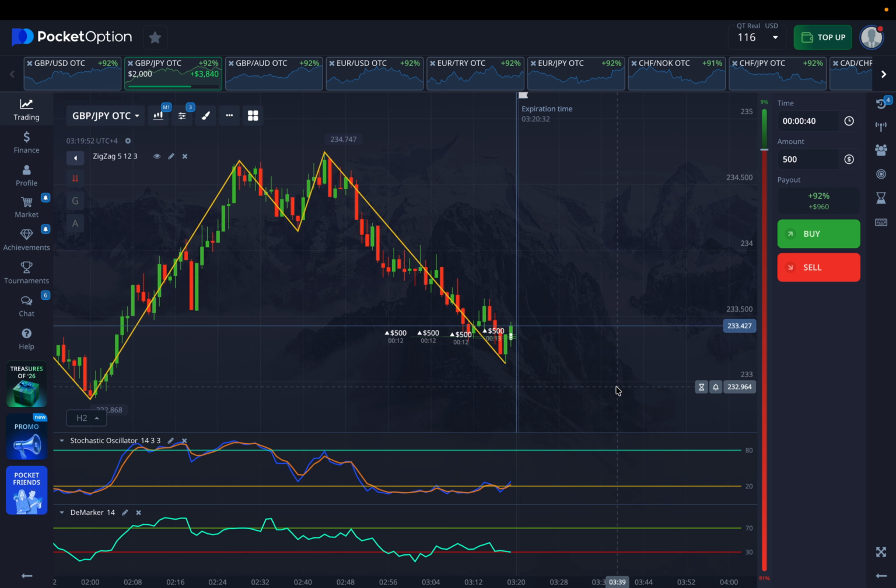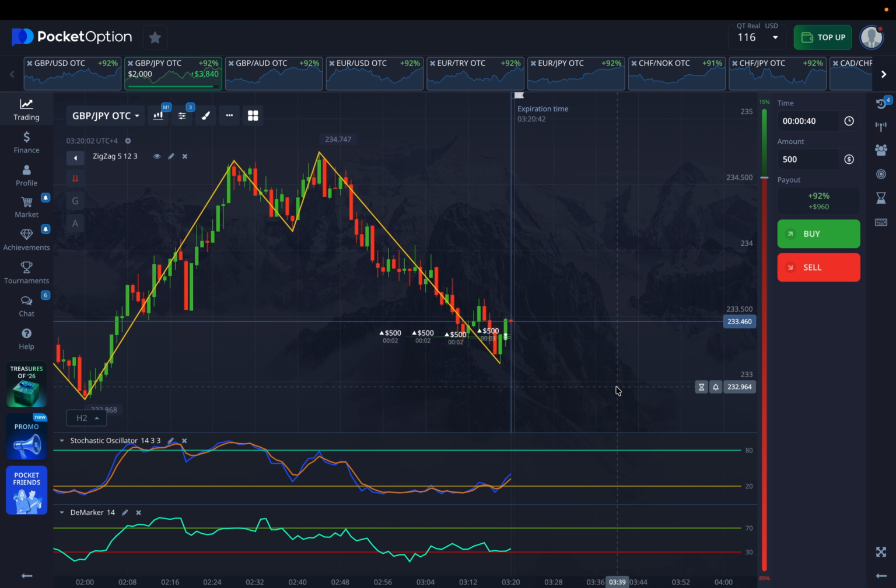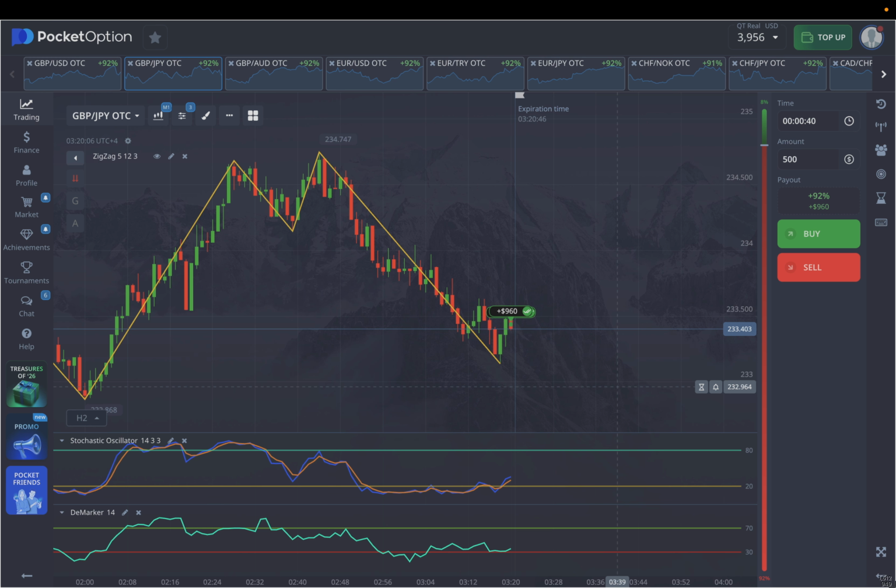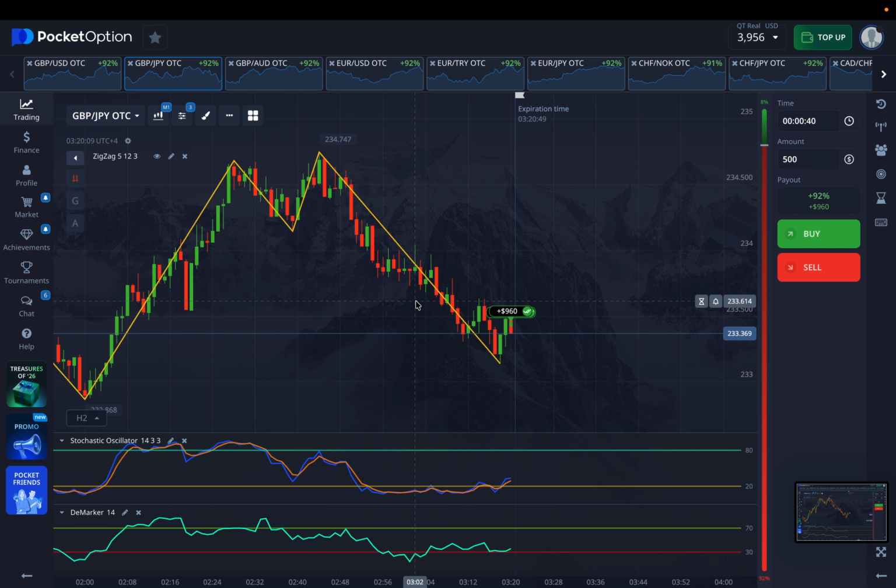Now we have taken our final biggest trade from right here, as you see, for $2,000. And let's see if this is going to be a win or not. So I am at $3,956. Well, I started off with $500, and right now I'm at close to $4,000, which is a pretty big and significant amount that I could have possibly achieved.